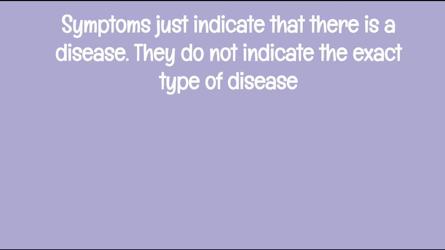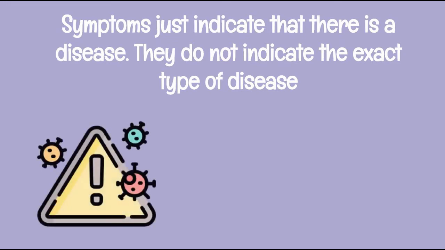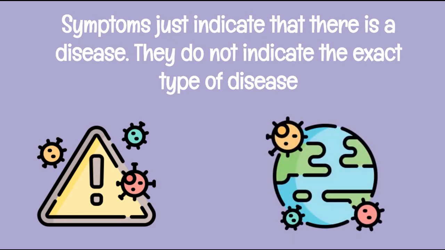Okay, some symptoms just indicate that there is a disease, right? They do not indicate the exact type of disease. There is something wrong in the body, but we don't know what it is because there are millions and millions of viruses, algae, and so many other disease causing organisms in the entire world. So there is something wrong, but we don't know what is wrong. We should be able to know what exactly is wrong to sort it out.